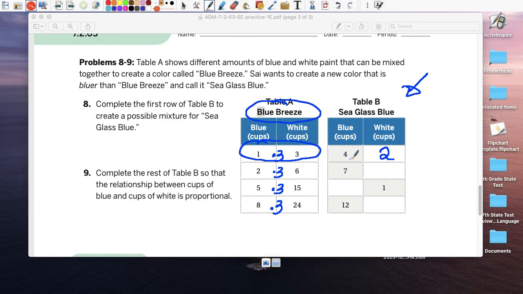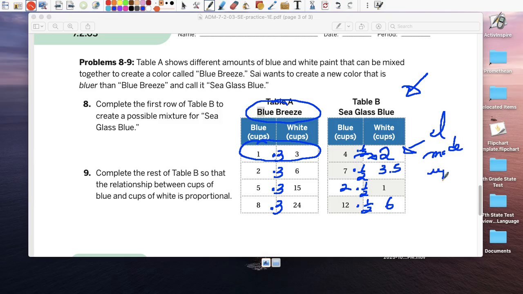So what's the relationship? How does this get to this? Well, the scale factor, the constant of proportionality, is actually a half. 4 times a half is 2, so here I'm going to multiply by a half. 7 times a half is 3.5. Something times a half gave you 1, so obviously that's 2. And then 12 times a half gives me 6. Where did I get this from? I made it up.